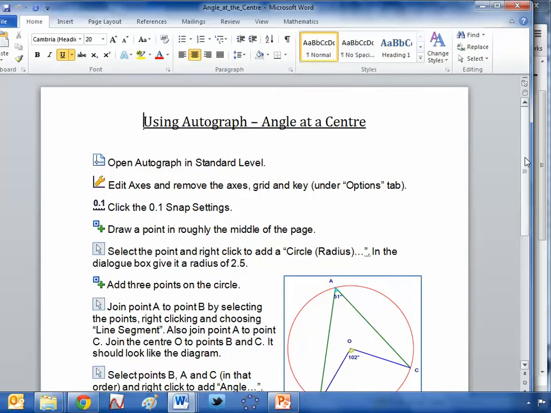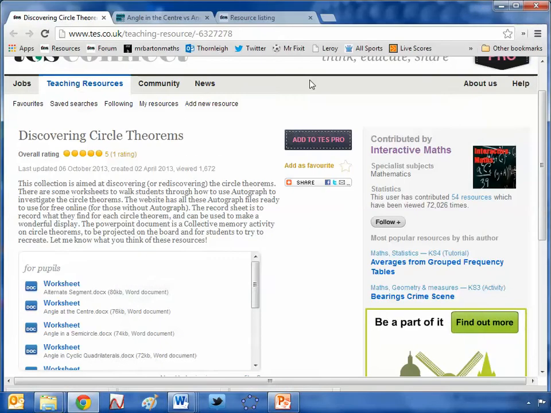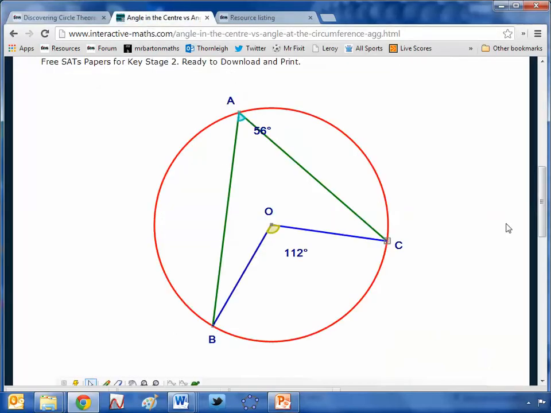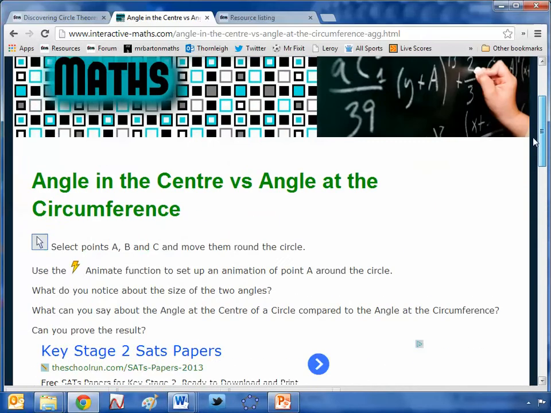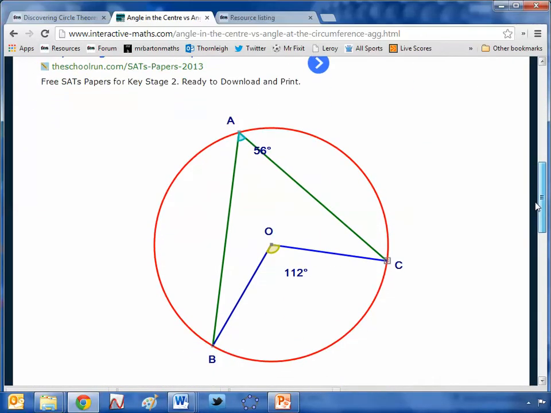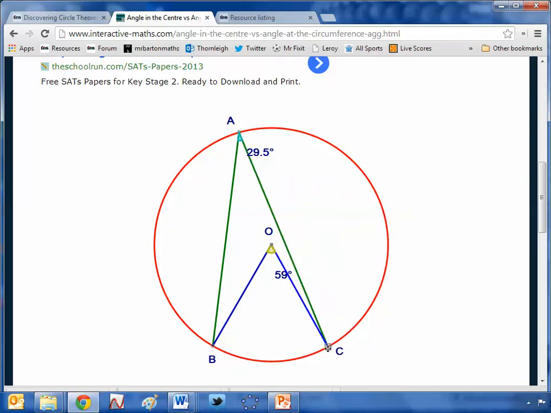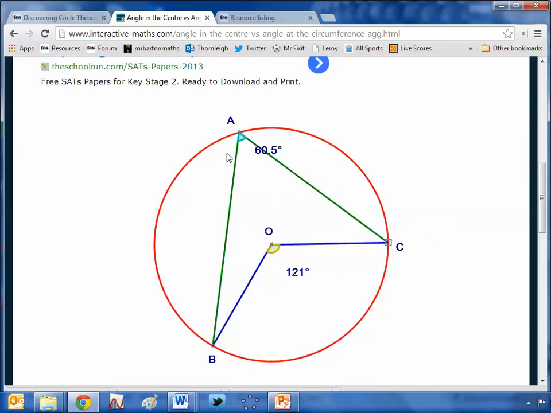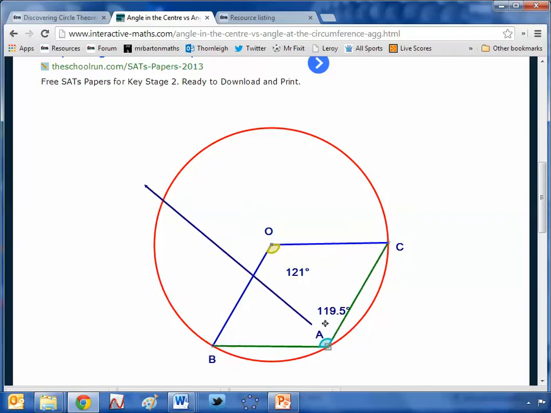But if you're watching this thinking, well, wait a minute, this is useless to me because I don't have Autograph, well, fear not. Because what Dan Clark has very kindly done is on his website, he's built some of these Autograph files and embedded them in there using the Autograph player, and you don't actually need Autograph installed to use them. So if I look here, this is on his website, and there's a link to this on the resource page, then here you've got, already constructed for the students, a file where they can play around and see if they can discover the angle at the centre theorem themselves.